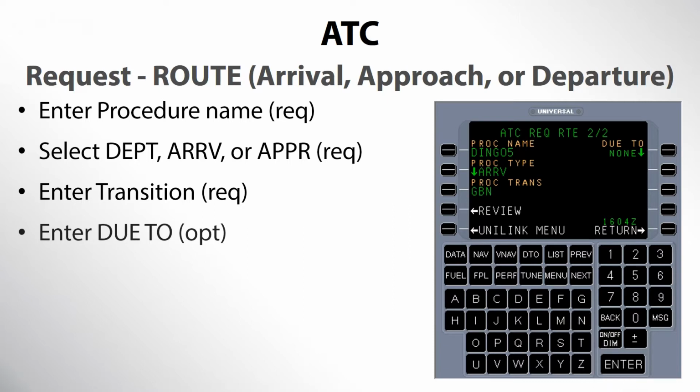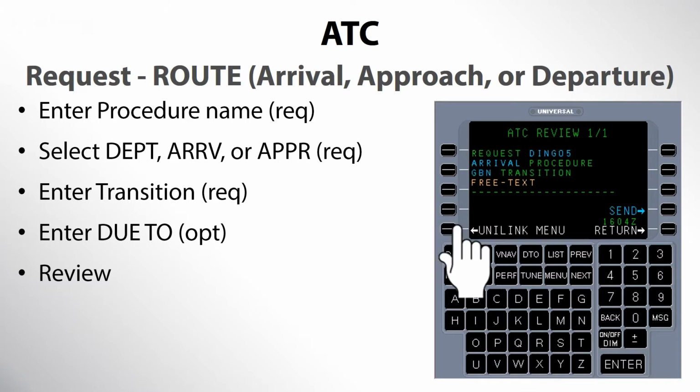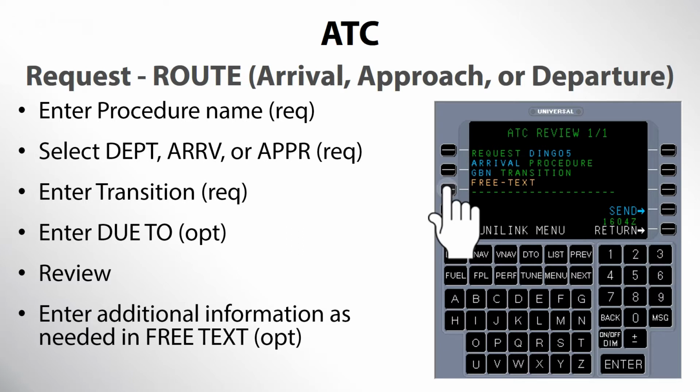If applicable, press Do To toggle between Weather, Aircraft Performance, or None. As always, press Review. If no data was entered in the procedure name or type, the pop-up window Data Required will display. Press Free Text and enter additional information as needed. Press Send to put the request in queue for transmission.